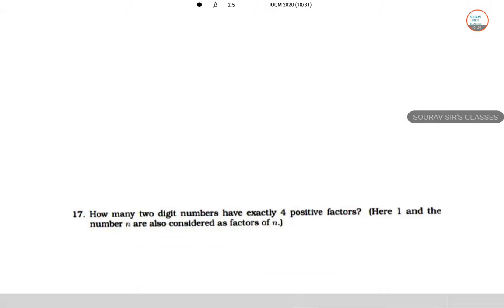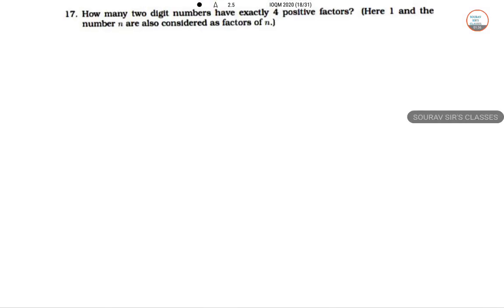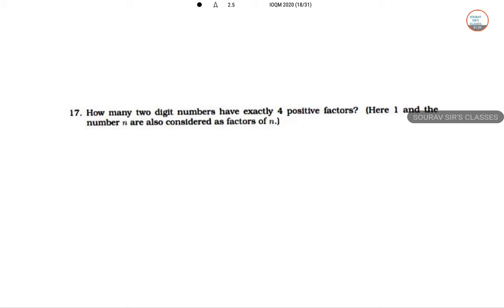Next question. 17. How many two-digit numbers have exactly 4 positive factors? Here 1 and the number also are considered as factors of n. Okay, so let P1 and P2 be the 2 primes. So n equals P1 times P2, n equals PQ.